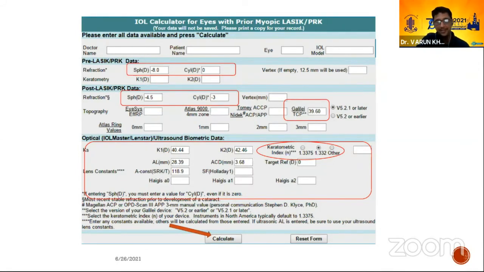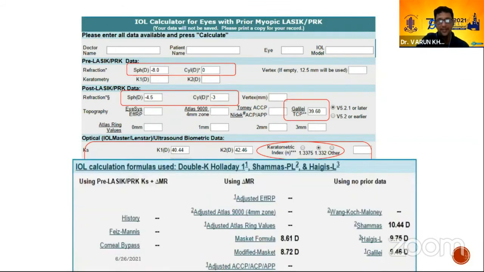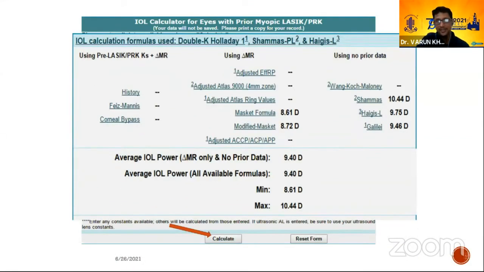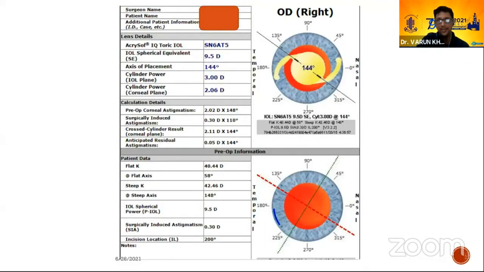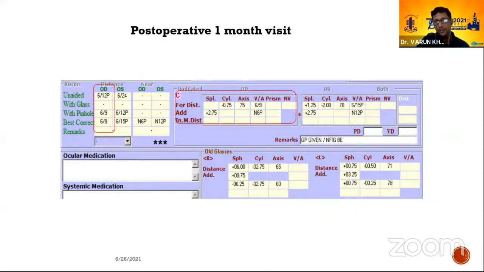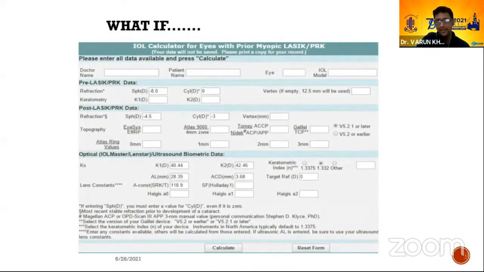We enter the biometric data, and this is the power we got. It was about 9. We used a 9.5 diopter toric lens. We used that to calculate the toric axis, and at the end, these were the results we got. Again, a 0.75 residual cylinder with no residual sphere is something we can even be happy with in normal patients.